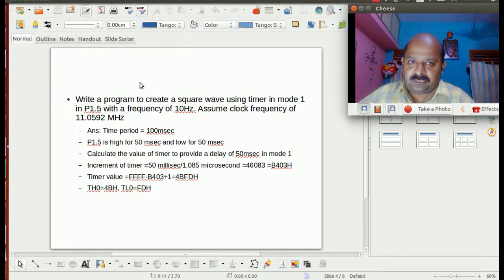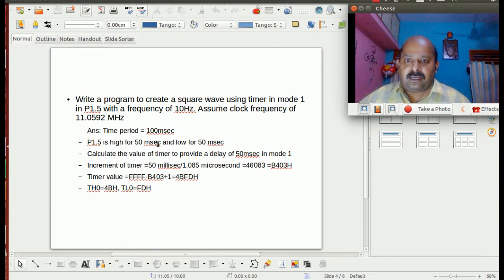Okay, let us go to the next problem. This problem states that you need to generate a square wave at bit number 5 in port 1 with a frequency of 10 Hertz. Assume the clock frequency of 11.0592 megahertz. Now the time period for 10 Hertz corresponds to 100 milliseconds. So P1.5 should be high for 50 milliseconds and low for another 50 milliseconds.